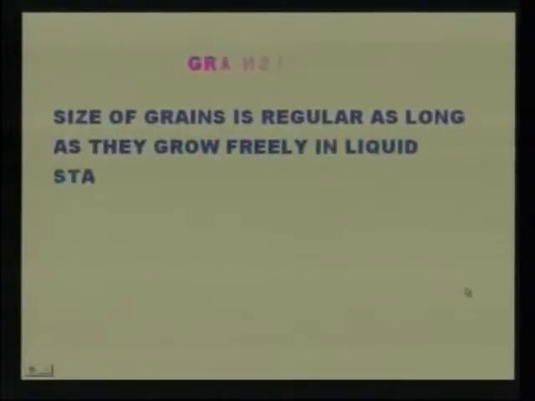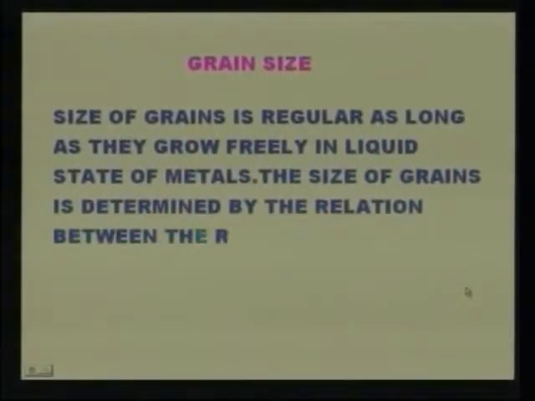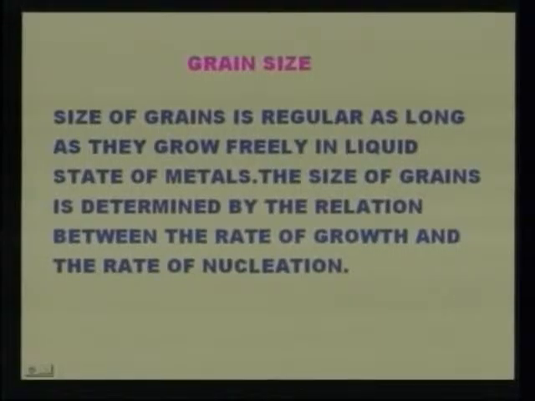Now you can see grain size, how the grain size is developed. Size of grains is regular as long as they grow freely in liquid state of metals. The size of grains is determined by the relation between the rate of growth and the rate of nucleation. That means if you want to increase the rate of growth, you have to increase the rate of nucleation. That depends upon the temperature variation in the liquid metal.